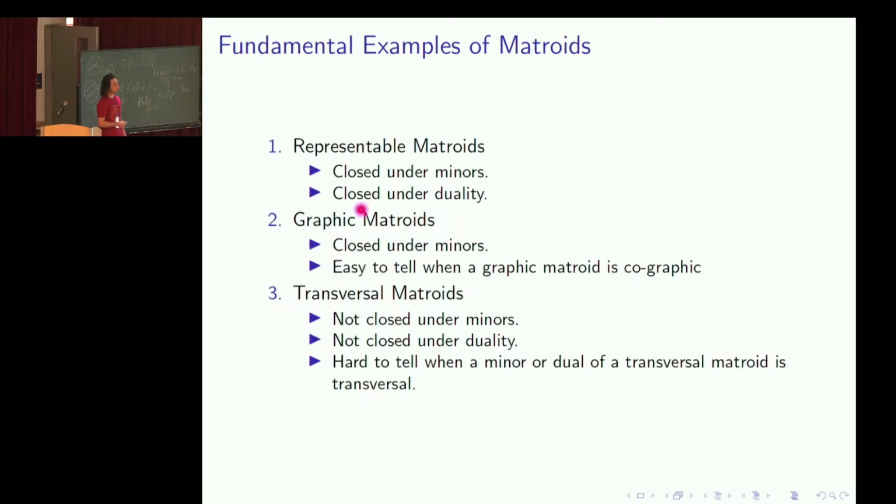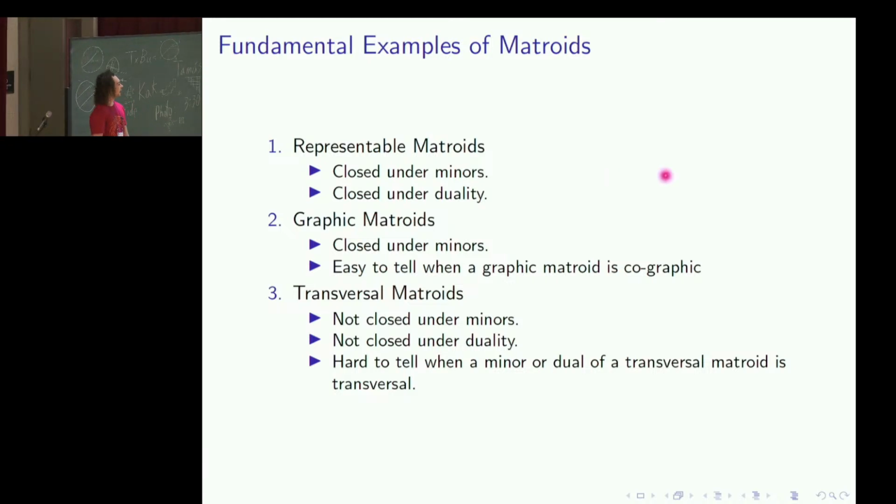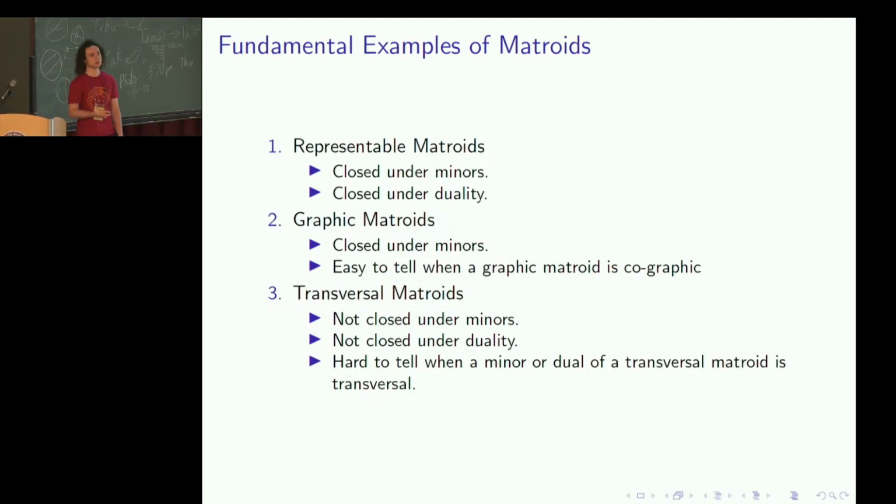Graphic Matroids aren't quite as good, but they almost are. They're closed under minors, obviously, because they're where we get minors from in the first place. And it's very easy to find minors of graphic Matroids as well. They're not all closed under duality, but if you want to figure out if a specific graphic Matroid is co-graphic, then you just have to ask, is the graph planar? And if it is, we can find the planar dual very easily, and that will be a representation of the dual. So they're not closed under duality, but they're basically as good as you could hope for without being closed under duality.